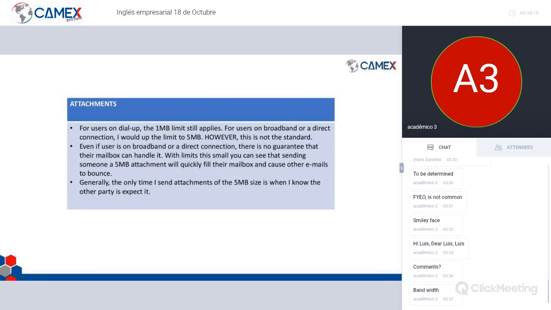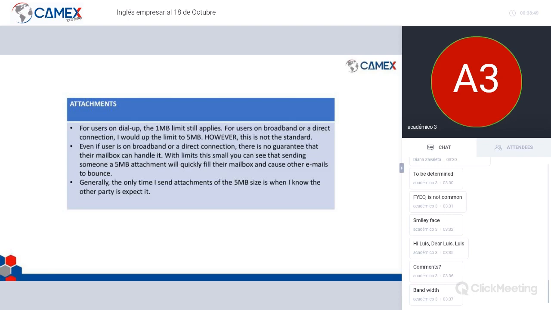Sometimes you receive an alert that says the following email was not able to be sent, and it gives you some options. It's maybe because the inbox is very full, or sometimes it says that the email exceeds the maximum capacity. So sometimes you have those two considerations.